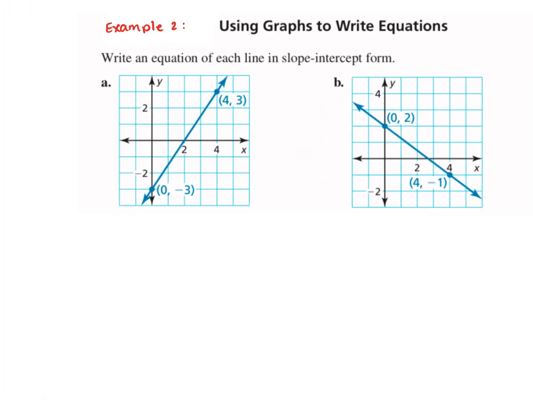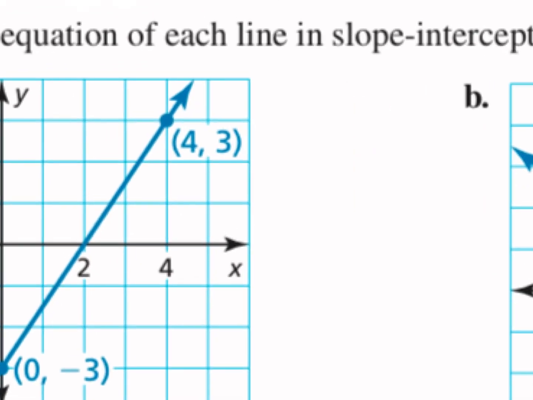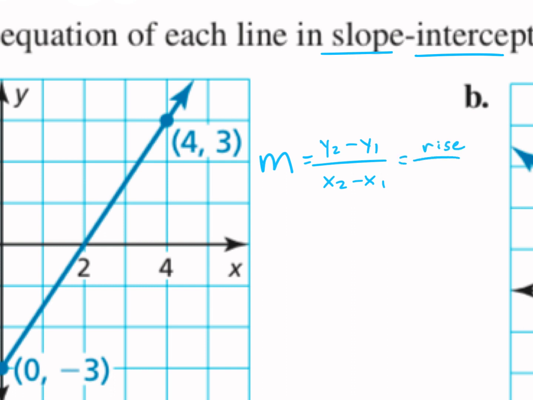On the next page, we're going to do the same thing. We need to write an equation of a line in slope-intercept form, but here it gives us the graph of the line. In slope-intercept form, we need the slope and the y-intercept. There's a couple different ways that we can find the slope. We can either use our slope formula, y2 minus y1 over x2 minus x1, or we know that slope is rise over run. So we can just count to find our slope.